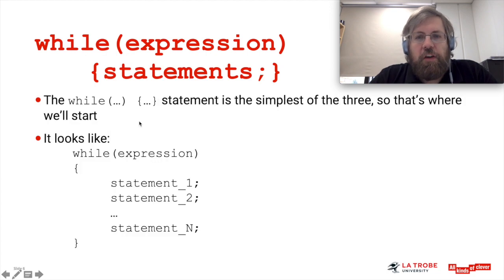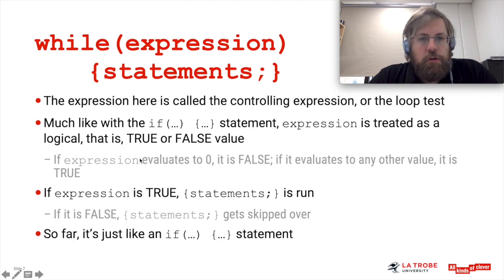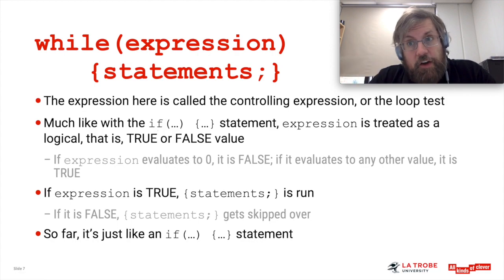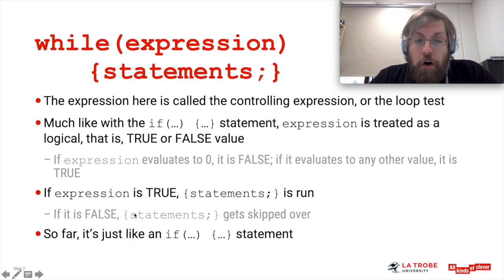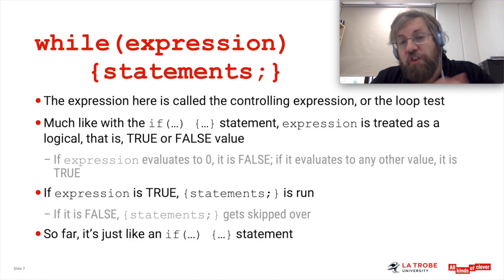The expression here is called the controlling expression, or the loop test. And much like the if statement, expression is treated as a logical value, that is, a true or a false value. So if expression evaluates to 0, it's false, and if it evaluates to anything else, it's true. And if expression is true, the statements block is run. If expression is false, the statements get skipped over. So far, it looks just like an if. The only difference is that we've replaced if with while.